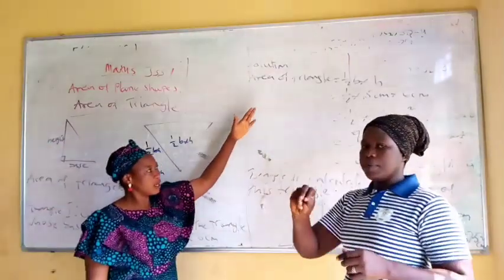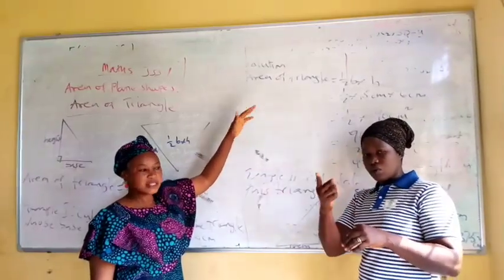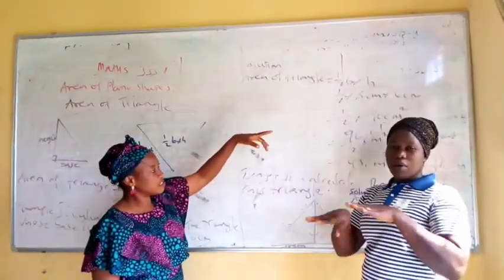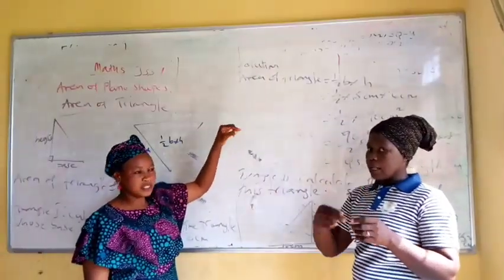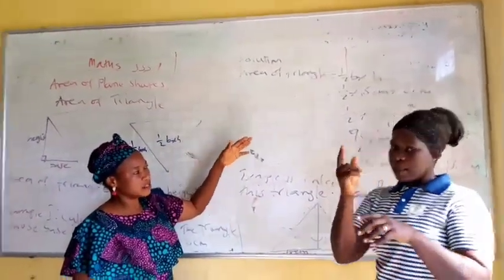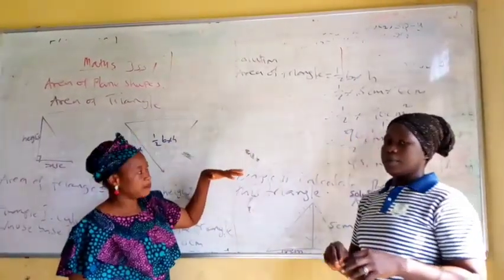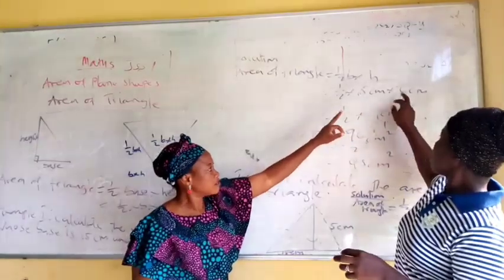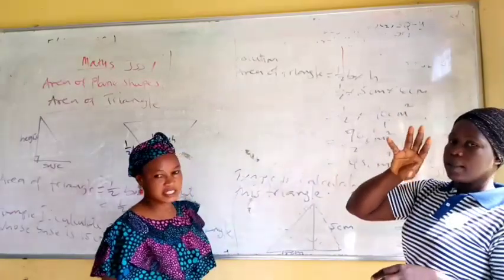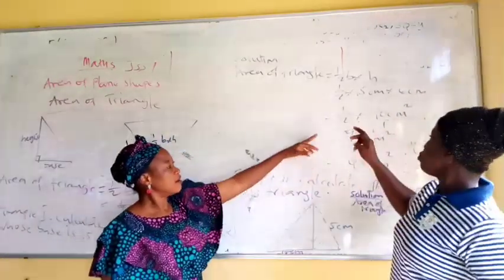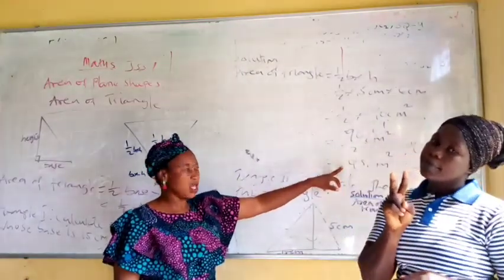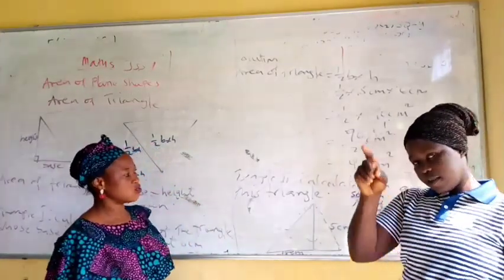We now go back to our formula, which is half times base times height, whereby we have our base to be 15 centimeter, our height to be 6 centimeter. It will now be half times 15 centimeter times 6 centimeter. We now have half times 15 times 6 centimeter times centimeter, giving you 90 centimeter square. Now, 90 centimeter square divided by 2 gives us 45 centimeter square as the area of the triangle.